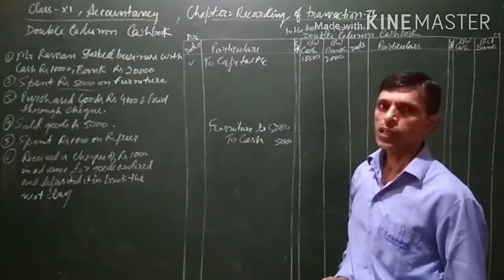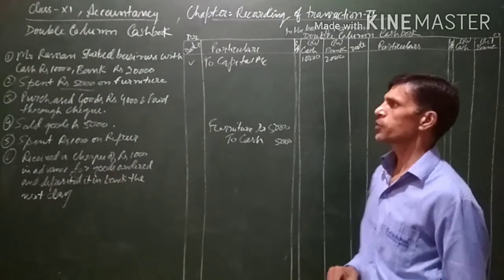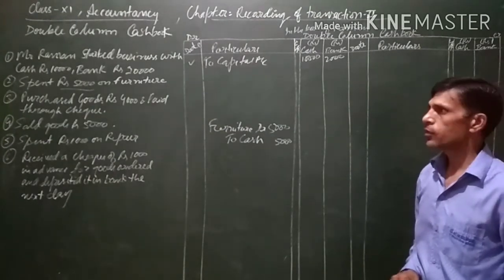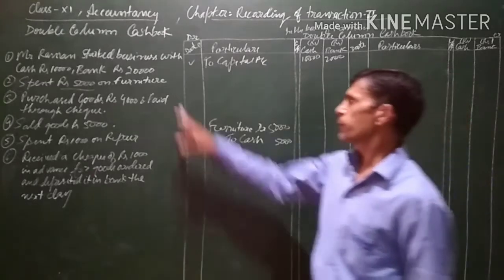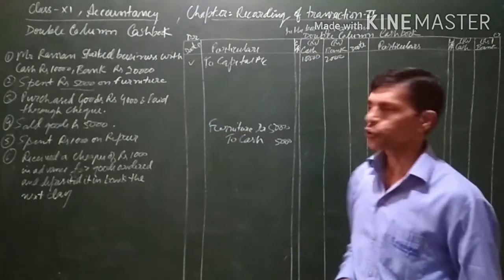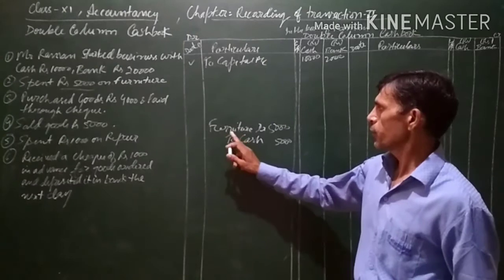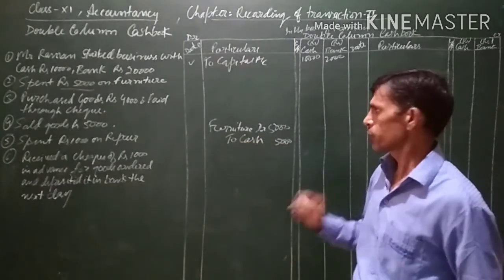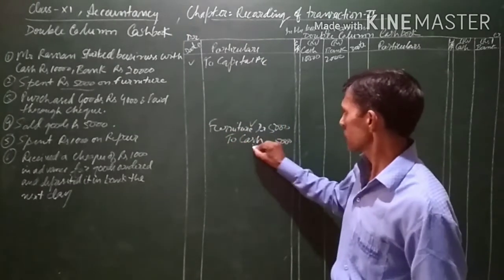Since nothing is mentioned regarding cash purchase or credit purchase, or whether the amount has been paid through check, we will be assuming that this amount has been paid through cash. So the entry will be furniture account debit to cash account. Here furniture is being debited and cash is being credited.